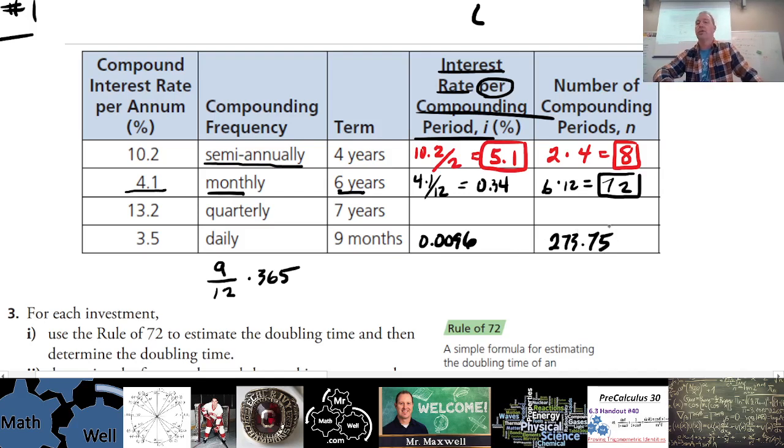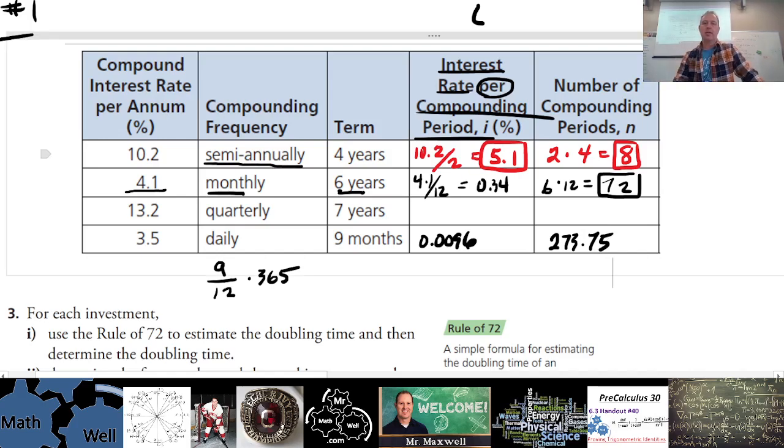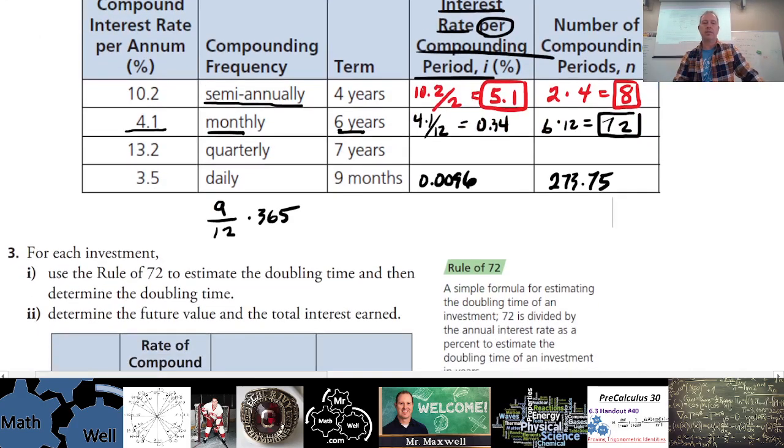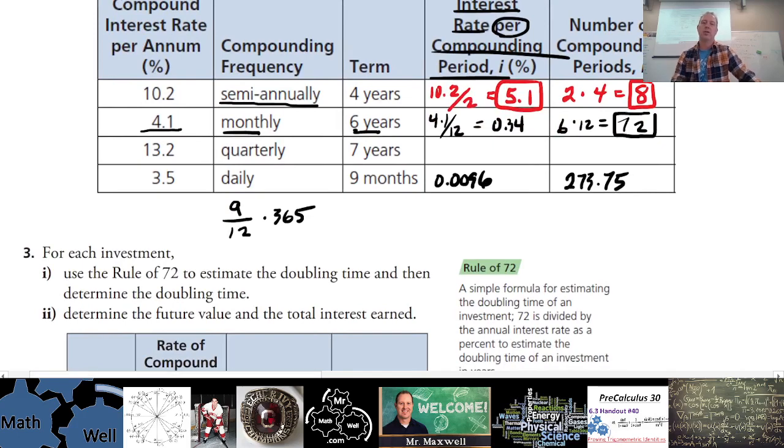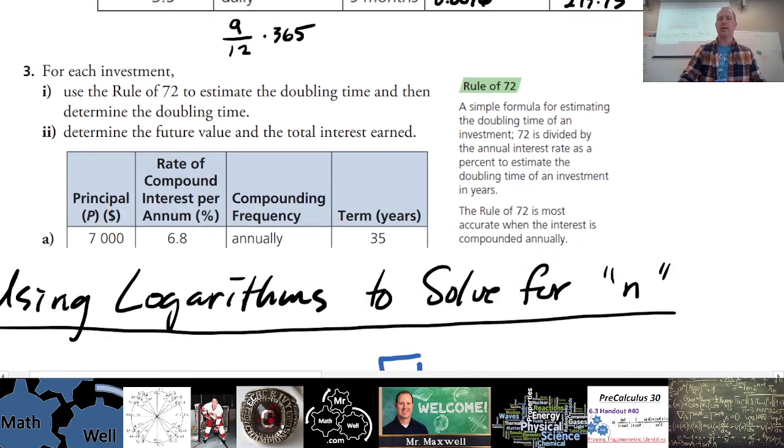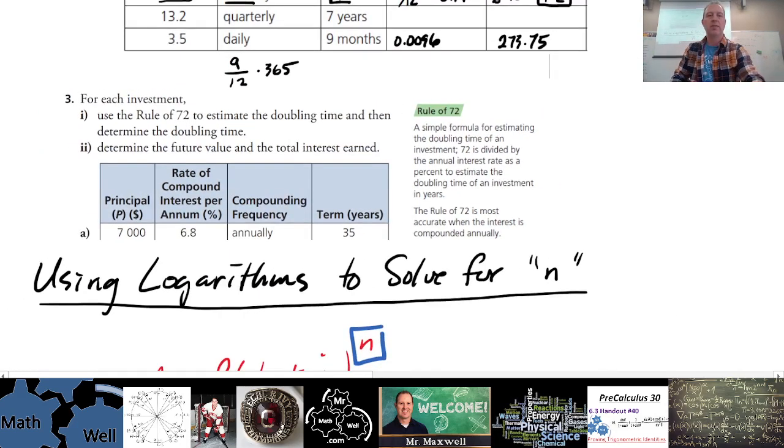All right, let's take a look at number 3, because number 3 has this rule of 72, which we'll go over. I don't think we did that yesterday in class. Maybe you did study that already, but I'll go over that real quick. For this one, it says, for each investment, use the rule of 72 to estimate the doubling time and then determine the doubling time.